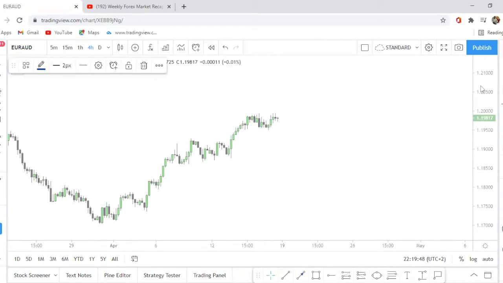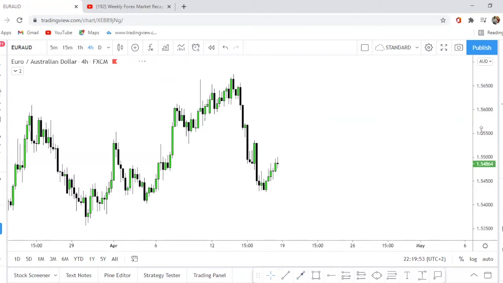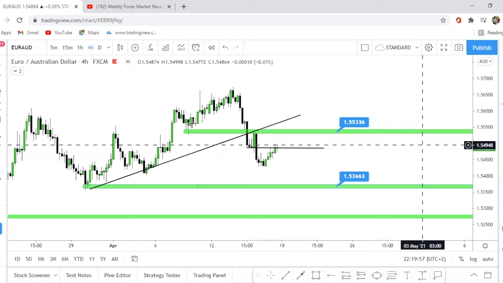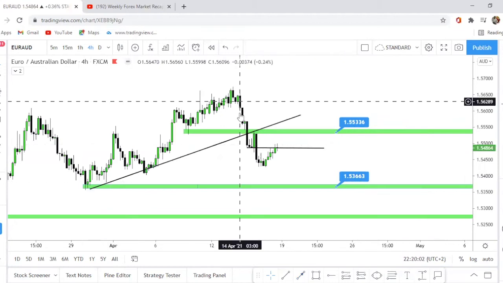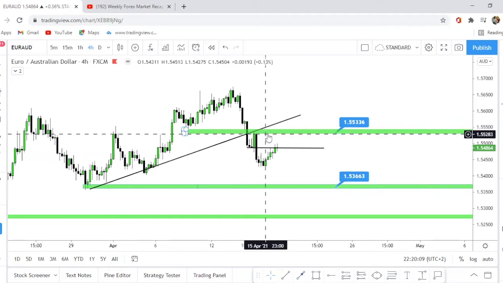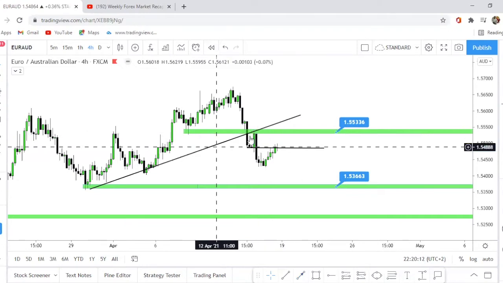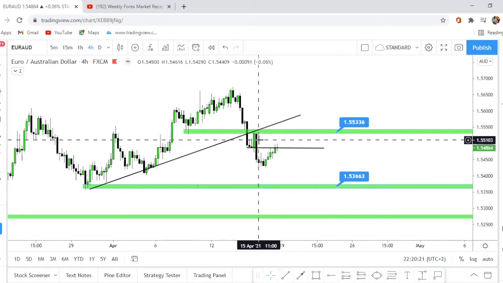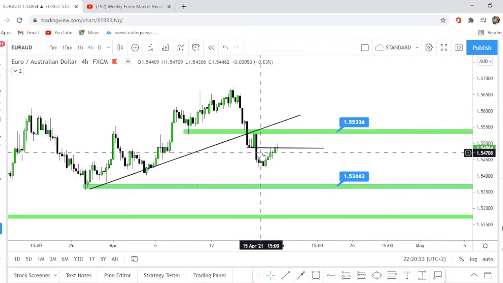Euro AUD. So as you can see, we were in an upward moving market on Euro AUD. That was violated, both this key level at 155.336 and our trend line moving up was also violated. A level was created and respected, and now I am looking for selling opportunities on Euro AUD.